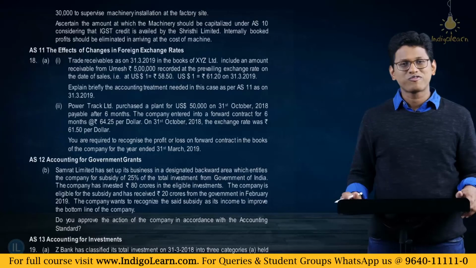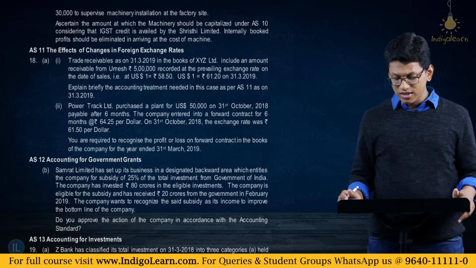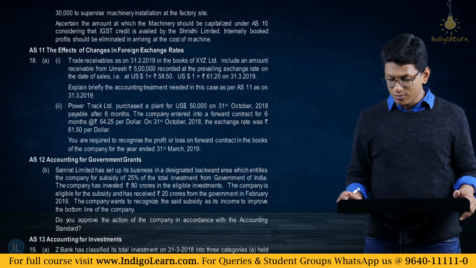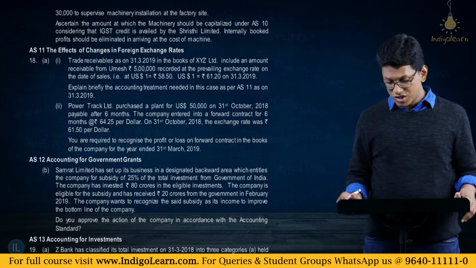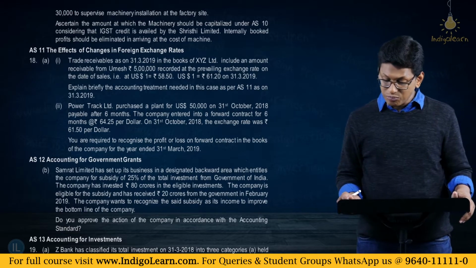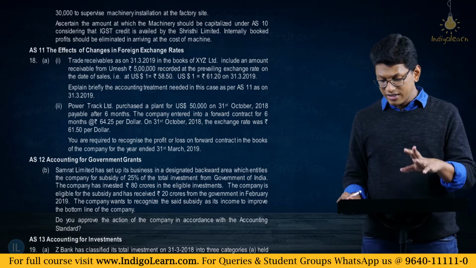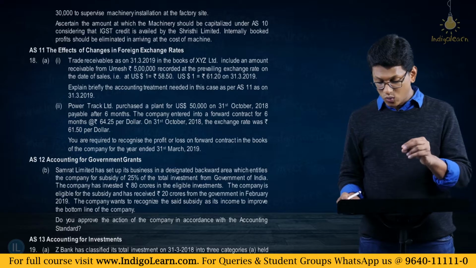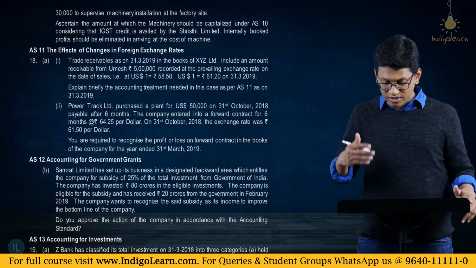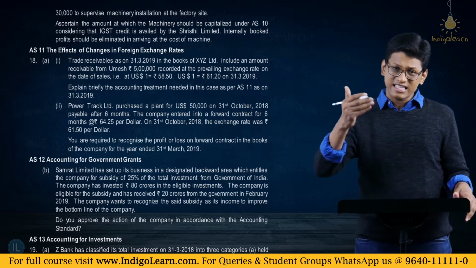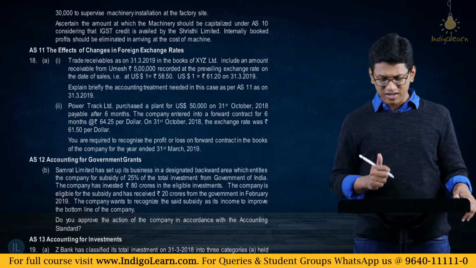Right, so now let us look at a question from AS 11 on forex fluctuation. Trade receivables as on 31st March 2019 in the books of XYZ Limited include an amount receivable from Umesh, rupees 5 lakhs, recorded at the prevailing exchange rate on the date of sale. So on that day, $1 is 58.5 and $1 is 61.2 as on 31st March 2019. So the transaction happened on a different date. The transaction is being restated on 31st March, which is the financial year ending.